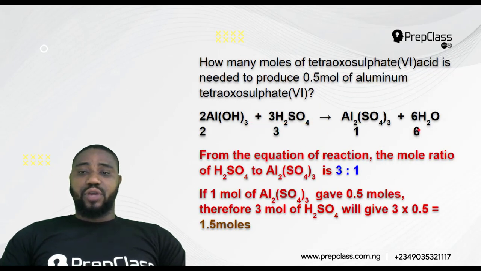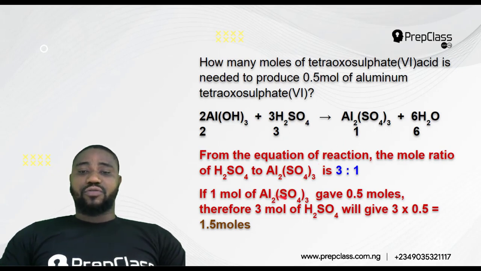You can see from the balanced equation, the first thing you need to do is to get the mole ratio. Aluminum hydroxide is 2, then 3 to 1 to 6. So from the equation of reaction, the mole ratio between H2SO4 and Al2(SO4)3 is 3:1. That's the mole ratio.